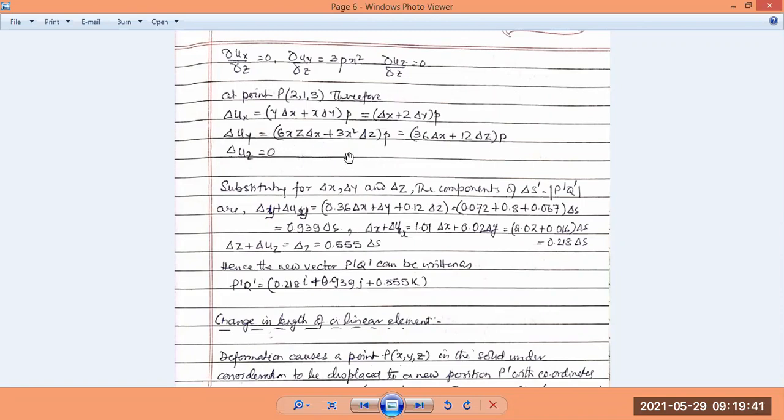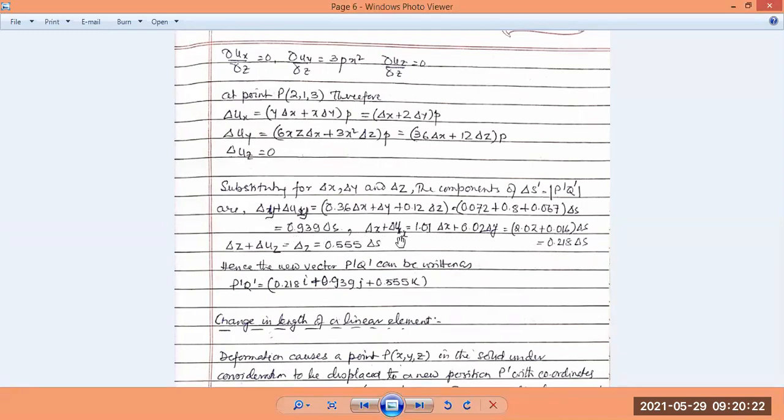Now substituting delta x, we have got delta x, delta y, and delta z, ux, uy, delta ux, and delta uy. So the displacement component delta u dash is equal to p dash q dash. So our components are like this: delta y plus delta uz. We put the value of y and z and add together, and this will become 0.072 into 0.8 into 0.067 into delta s. That will be equal to 0.0939 delta s.